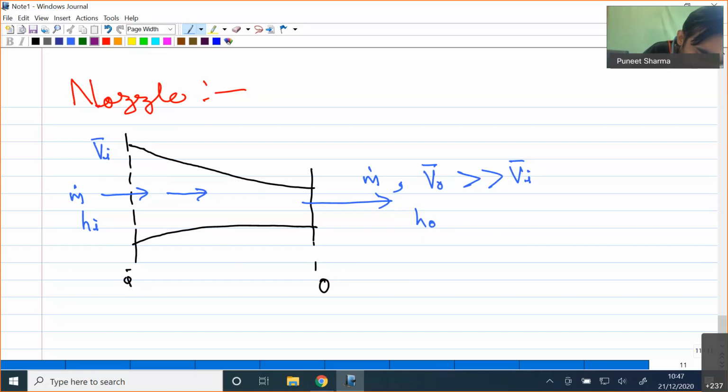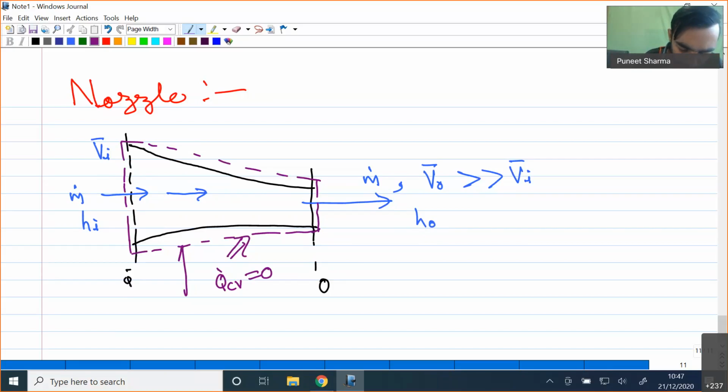Now, I have to define a control volume, so this is my control volume. Once again, the process through the nozzle is very fast, very rapid, so we will not have any heat interaction across the control volume boundary. Moreover, we do not have any additional arrangement to produce work, so the work interaction in the case of a nozzle will also be equal to 0. The process inside the nozzle is adiabatic and we have no work interaction.